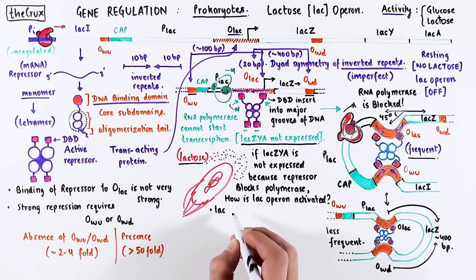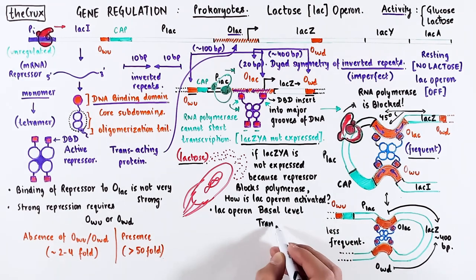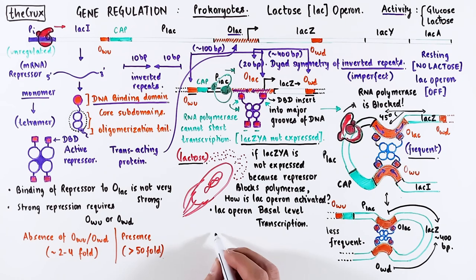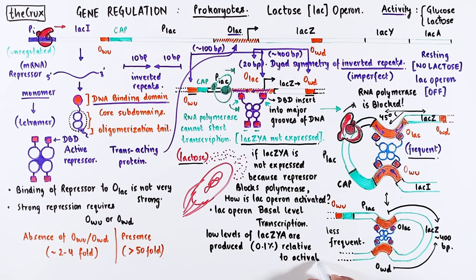The answer is that the Lac Operon is always active at a basal level. Very low levels of LacZYA RNA are always produced. The repressor binding is highly dynamic, so there are small windows when paused polymerase has a chance to slip past and transcribe the LacZYA mRNA. This low level of expression is like 0.1% of the levels when compared to the activated Lac operon state.